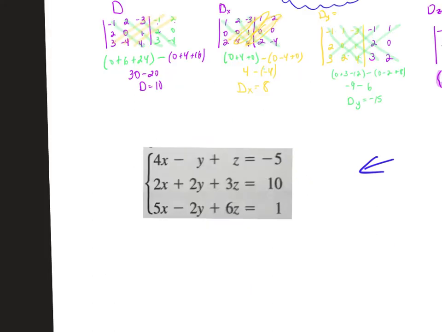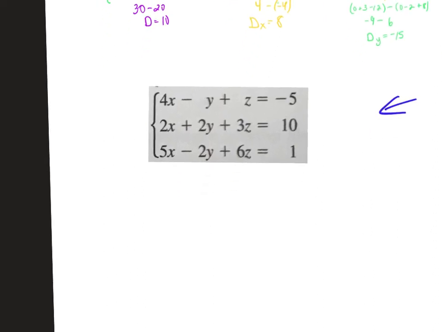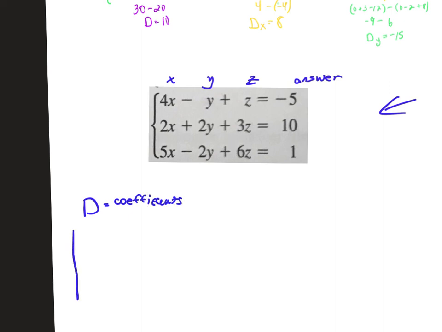So tonight on your... All right, guys, as a little added visual to help you, because I know this can be a little confusing. If you have a problem like this, I just want to set up the determinants for you so you can see. I have my X column, my Y column, my Z column, and this is my answer column. So remember, whatever variable you're looking for, that's where you plug the answers in. This is our determinant matrix for our coefficients.